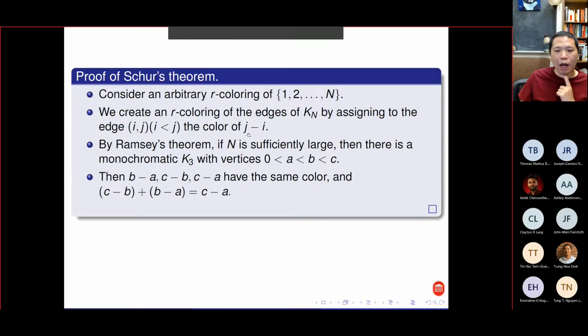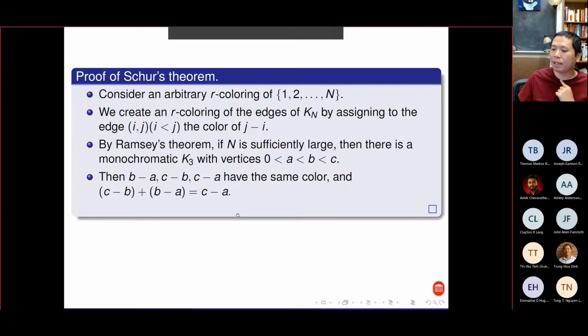So because I give the color of the edge ij the color of the number j minus i, that means that those numbers b minus a, c minus b, and c minus a have the same color, because these are the colors of the monochromatic triangle. And I have found a Schur tuple, because c minus b plus b minus a is equal to c minus a. So this is the proof of Schur's theorem.